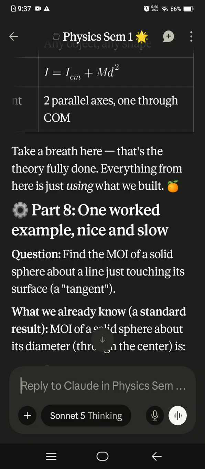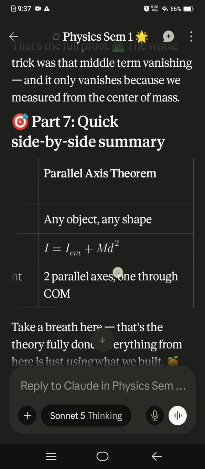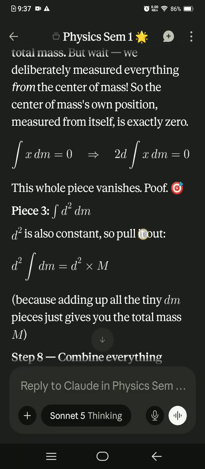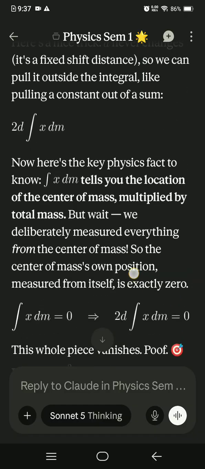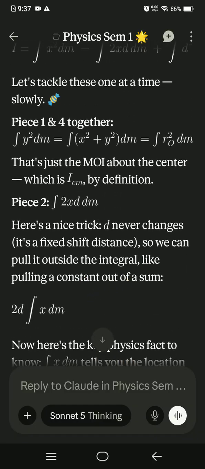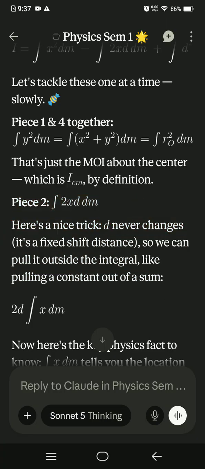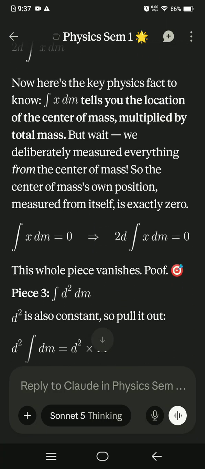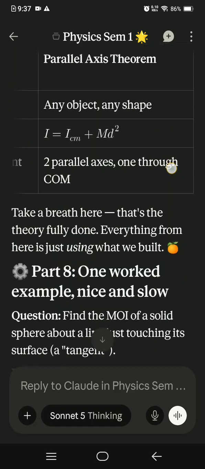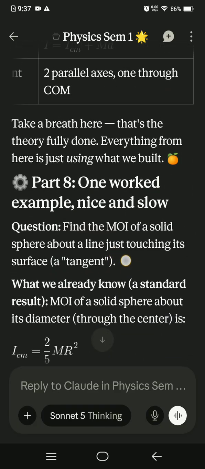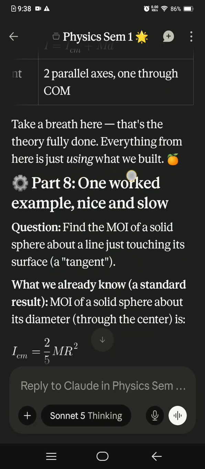Everything from here is just using what we built. We will see this part again, this part 2 of XDM. Copy, but for now let's just move on. Everything from here is just using what we built.